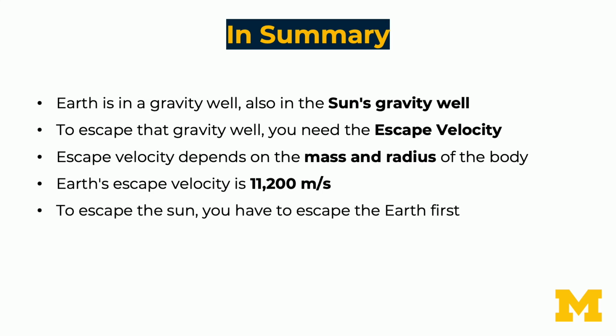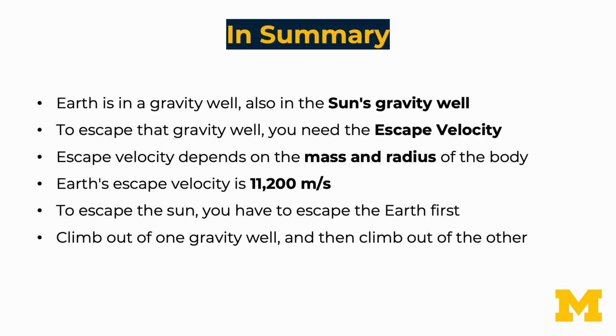To escape the sun, you have to get out of Earth's gravity well first. So you need to move with 11,200 meters per second. And then you escape Earth, and you're essentially still orbiting around the sun. And then if you wanted to escape the sun, you would have to speed up even more. So you climb out of Earth's gravity well, you're in the sun's gravity well. Then you have to climb out of the sun's gravity well too. So it's actually really difficult to escape the sun.